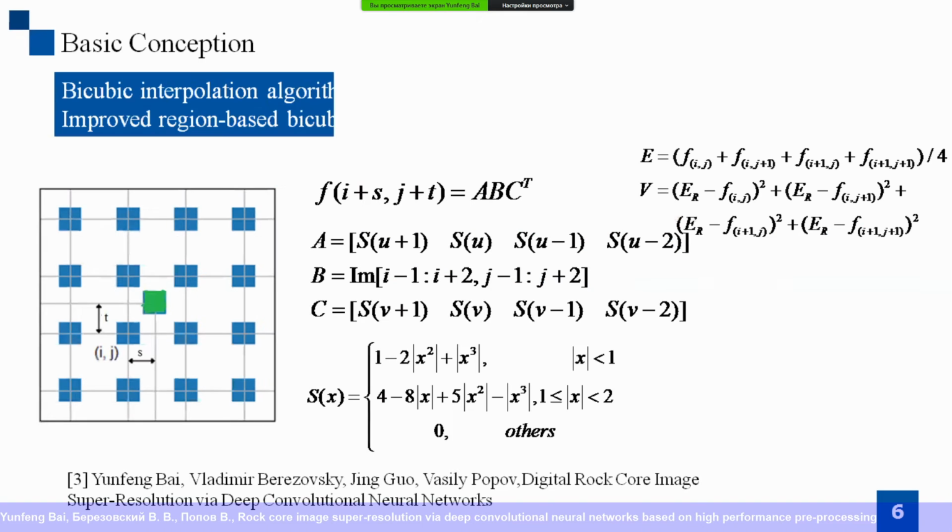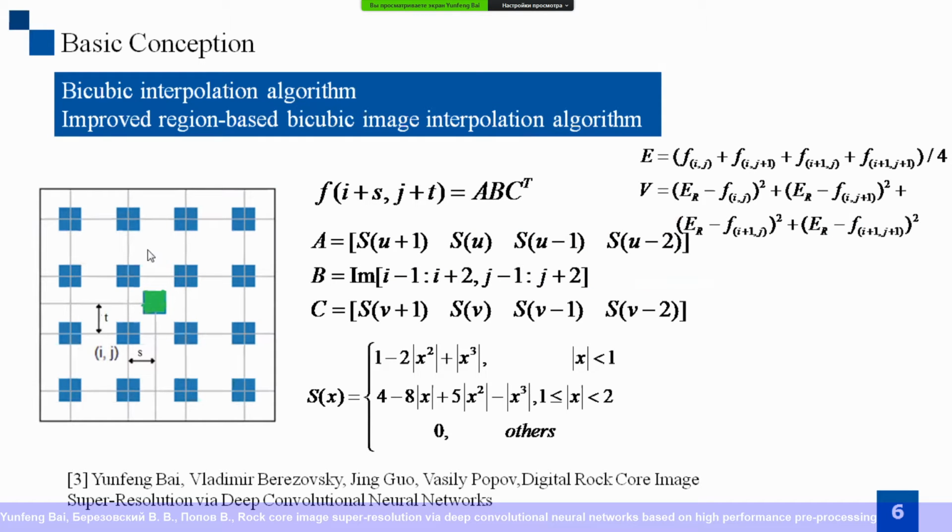Here is the bicubic interpolation algorithm, and it uses 16 pixels to calculate. The green one is the pixel we want to calculate, and these are the formulas. This method is based on these 16 pixels to calculate this one, and this is the standard one, but usually this method takes a lot of time.